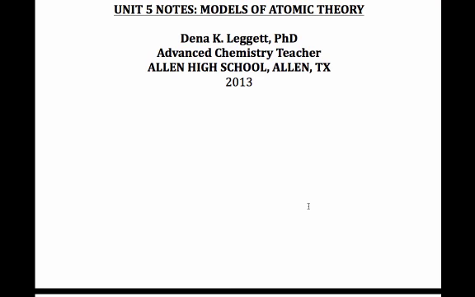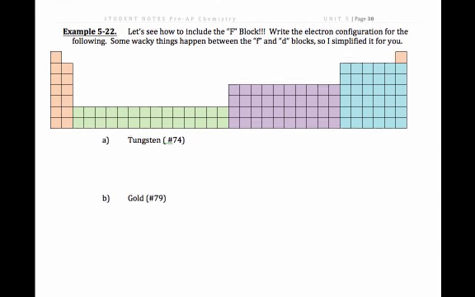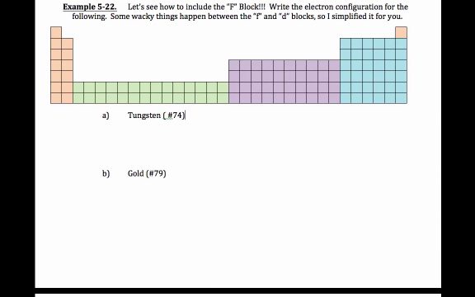Hi, welcome back. We're talking about models of atomic theory. We've done orbital diagrams, energy level diagrams, and electron configurations, and where we're moving now is cleaning up our topic of electron configurations by addressing elements that go through the F block. We're not going to look at landing in the F block at the pre-AP level. Rather, we're just going to look at traversing the F block. The other thing we're going to do is look at a shorthand way of doing our electron configurations.